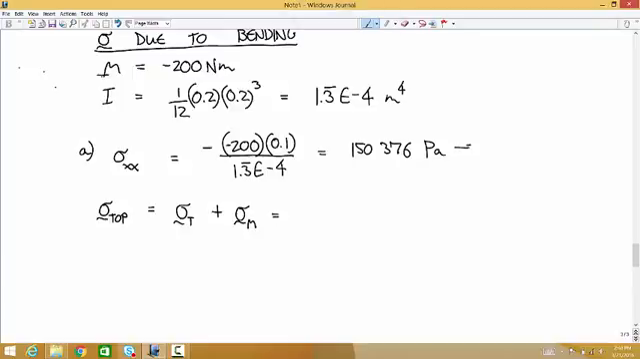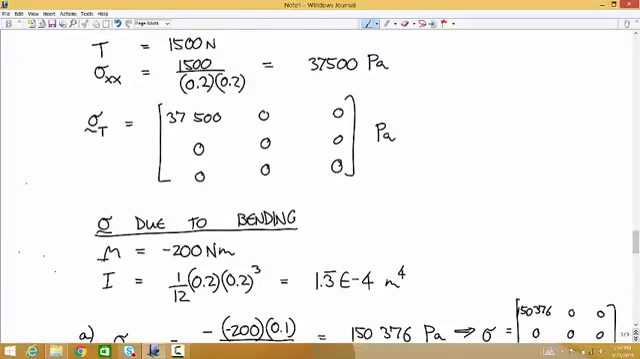Okay, so that stress tensor due to bending is 150,376, 0 everywhere else. And so what do you get if you add positive 37,500 plus 150,376? Ooh, 187,876.